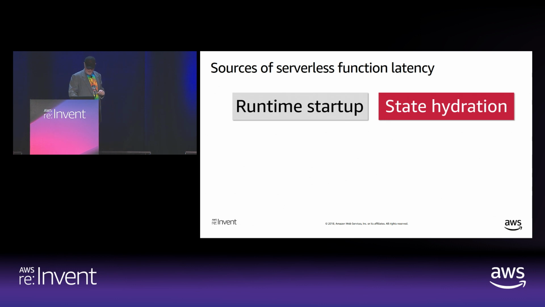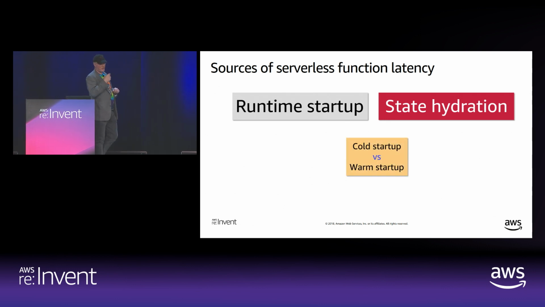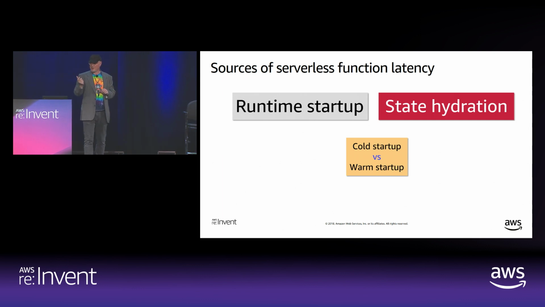But let's go back and look at the runtime. So what are some of the things that can happen in the runtime? Well, there's the well-known phenomenon of cold start versus warm start, whether you've been running that function recently and we've got it all loaded up on iron waiting to go, or we have to actually go get it out of S3 and deploy it before you can run it.